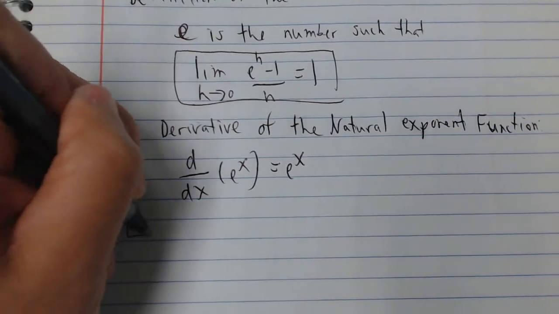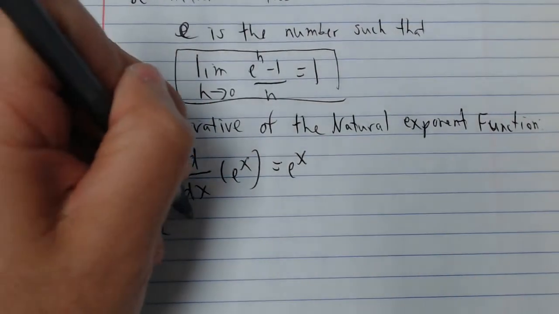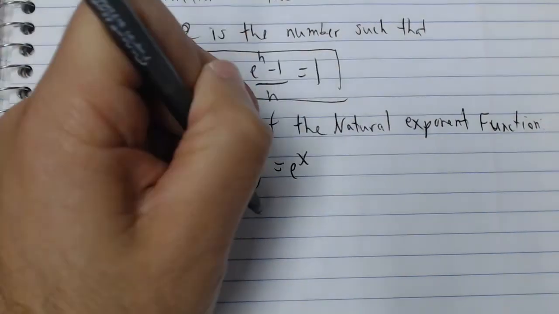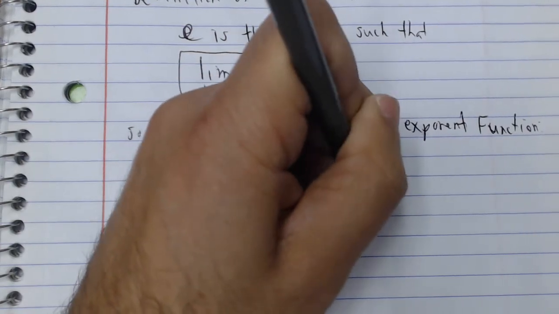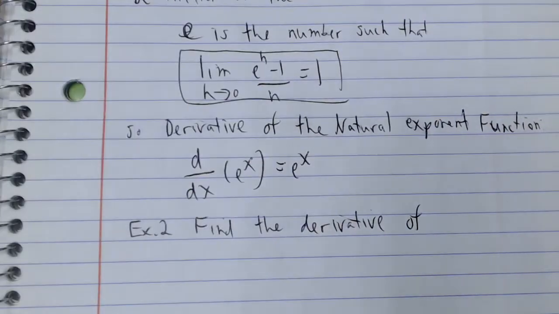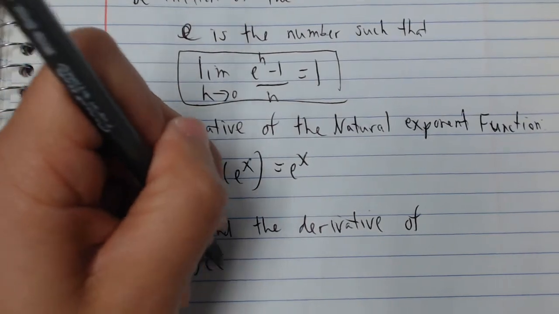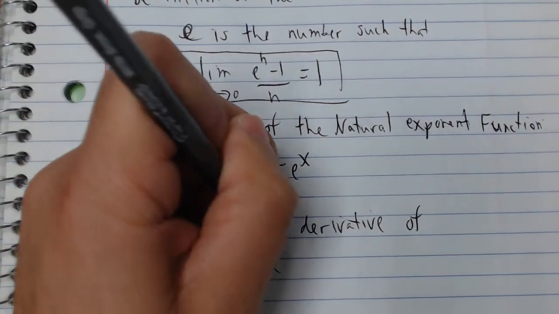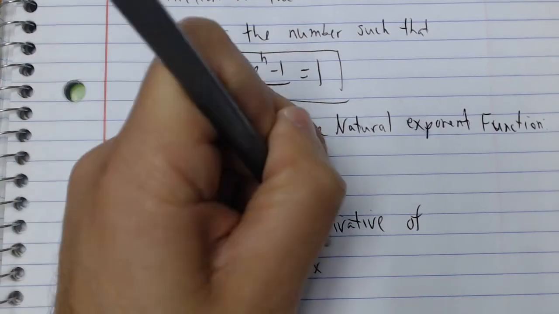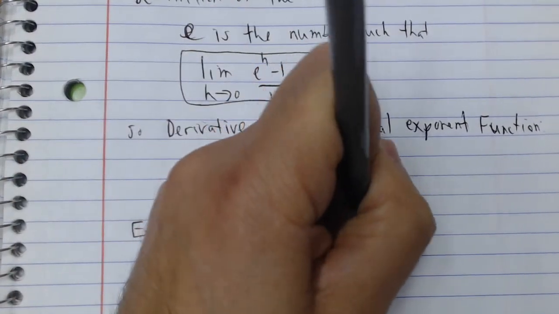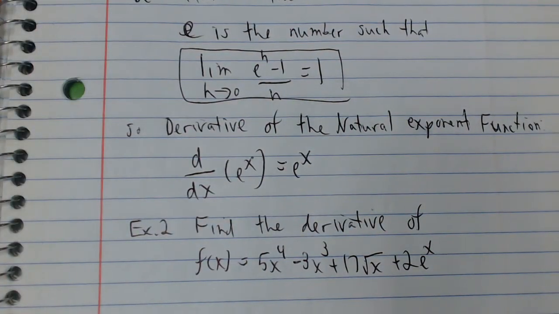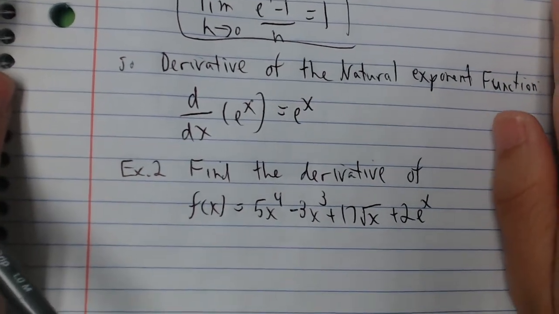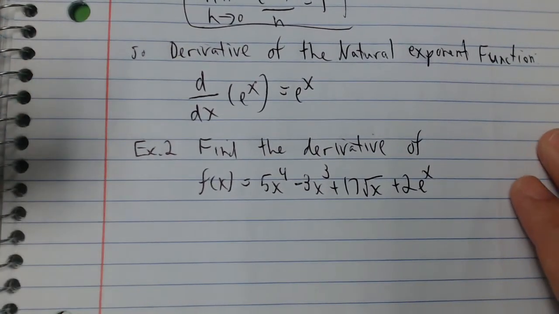So for example 2, I want you to pause this video and find the derivative of this function on your own, and then you can play the video and listen to what the solution is. Find the derivative of f of x equals 5x to the 4th minus 3x cubed plus 17 square root of x plus 2e to the x. Take a minute, pause the video, and try to find this yourself. Once you're done, play it and listen to what I have to say.